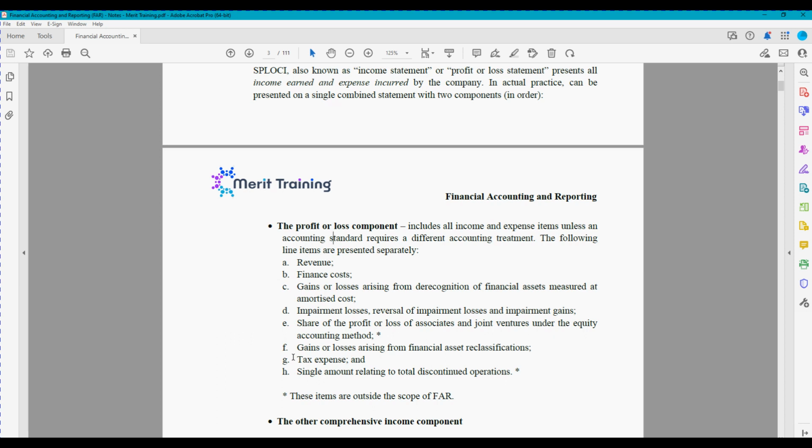So what each of these mean, we'll cover it in more detail later, but essentially revenue is pretty straightforward. Costs are pretty straightforward. It's costs related to any finance things, like maybe a loan issue, things like that. Gains or losses from derecognition of financial assets measured at amortized costs. So we'll talk about financial assets later, but these could be things like bonds and things like that. If you're derecognizing them, basically, writing them off or selling them essentially.